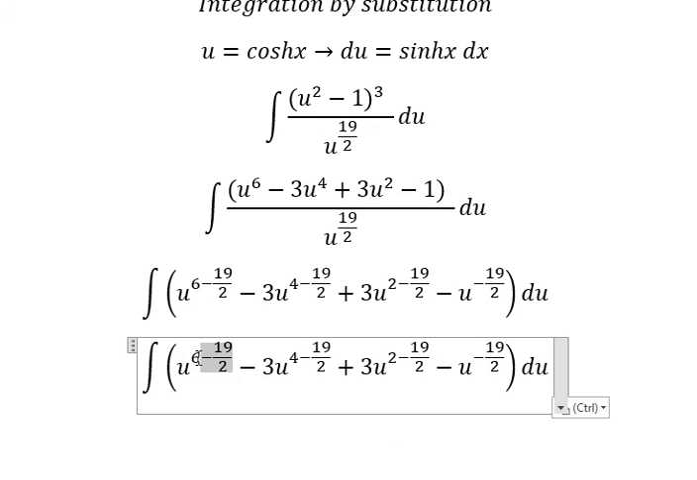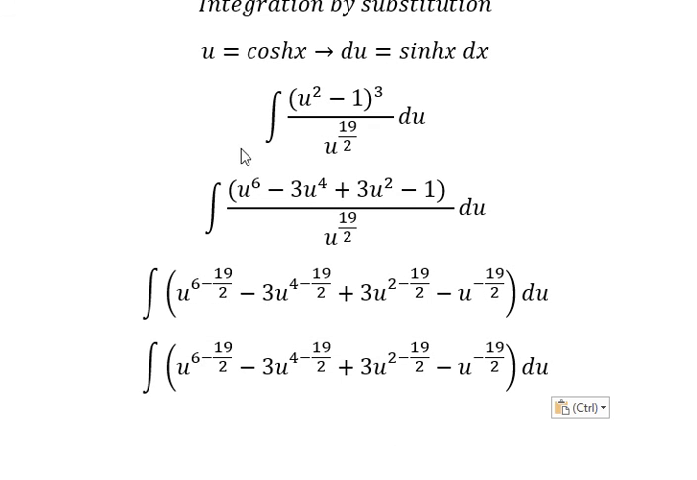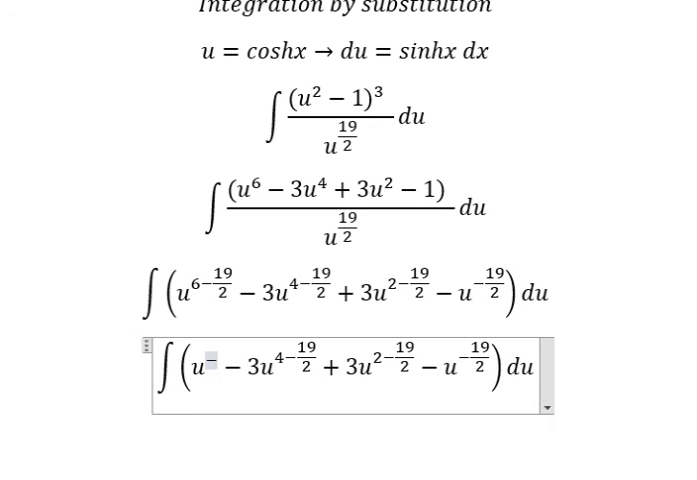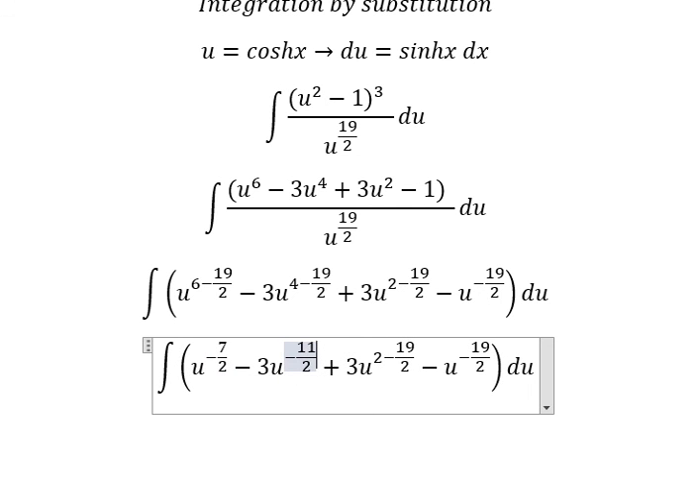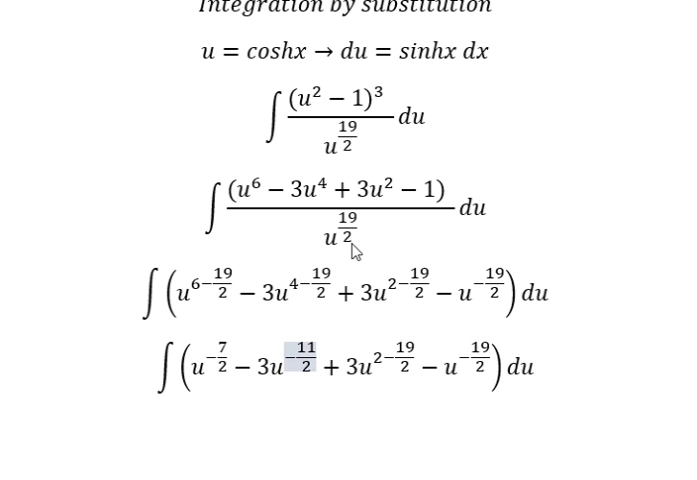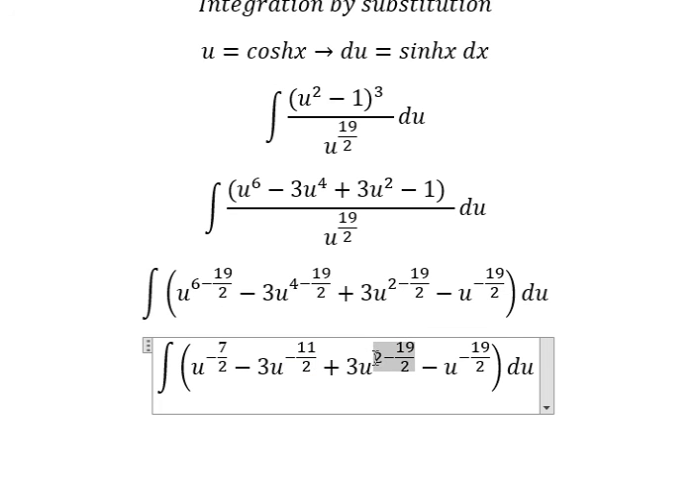Now we need to simplify. This is about negative 7 over 2. This is about negative 11 over 2. This one negative 15 over 2.